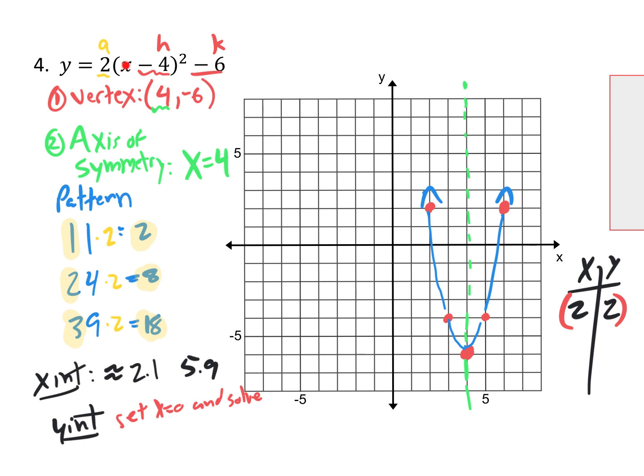Let's plug in 0 right here. Let's do this in our heads. 0 take away 4 is negative 4. Negative 4 in parentheses to the second power.